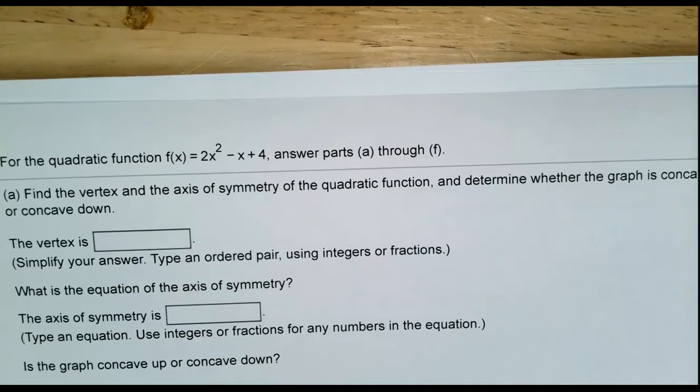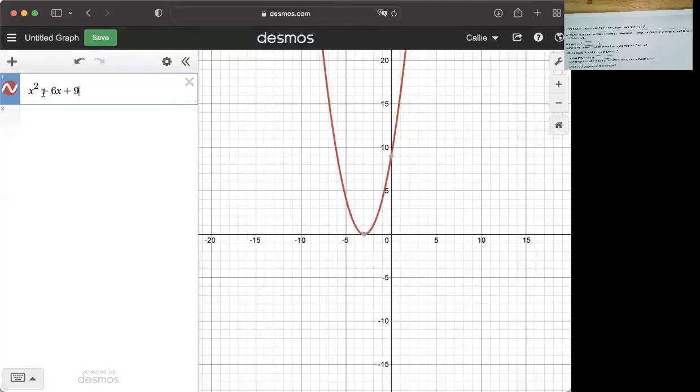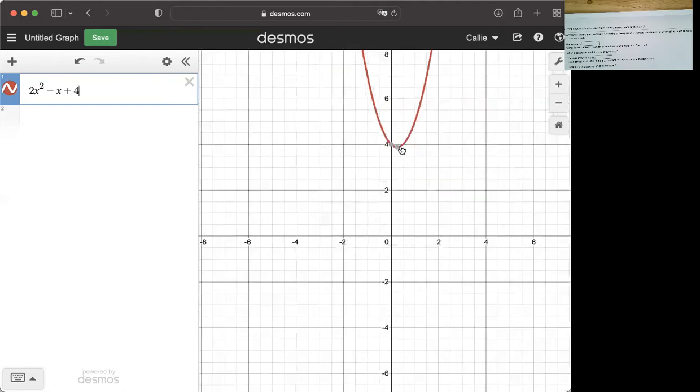Number 5, we have 2x squared minus x plus 4. Two x squared minus x plus 4. Good. The vertex is 0.25, 3.875. The axis of symmetry is x equals 0.25, right? The graph is concave up. The x-intercepts, there are no x-intercepts, right? Because it's above the x-axis and it's going up forever.